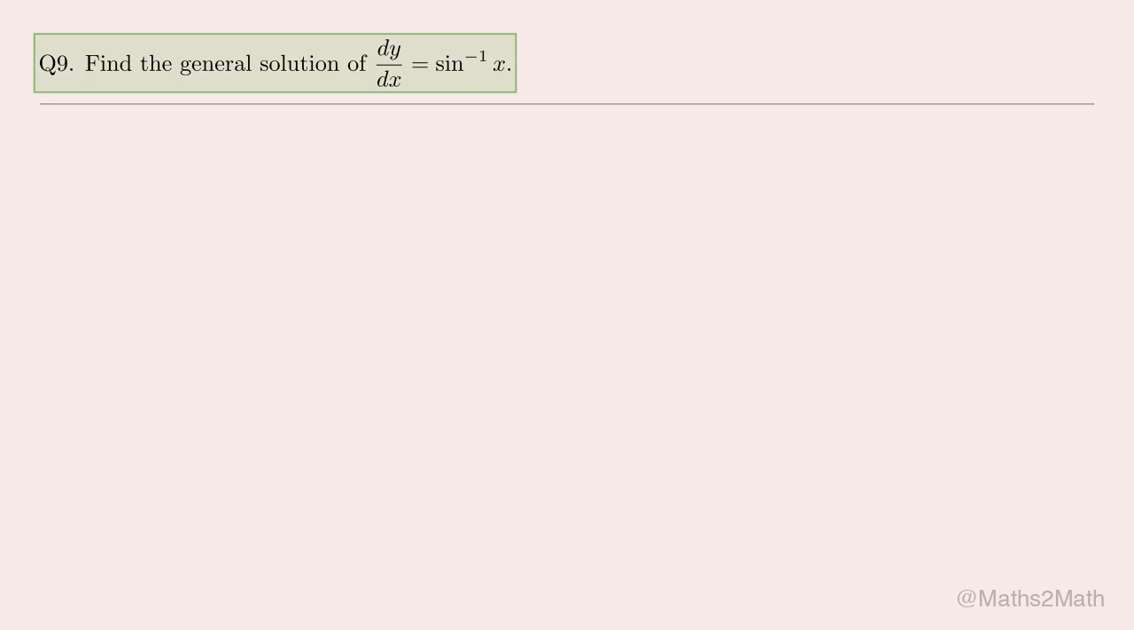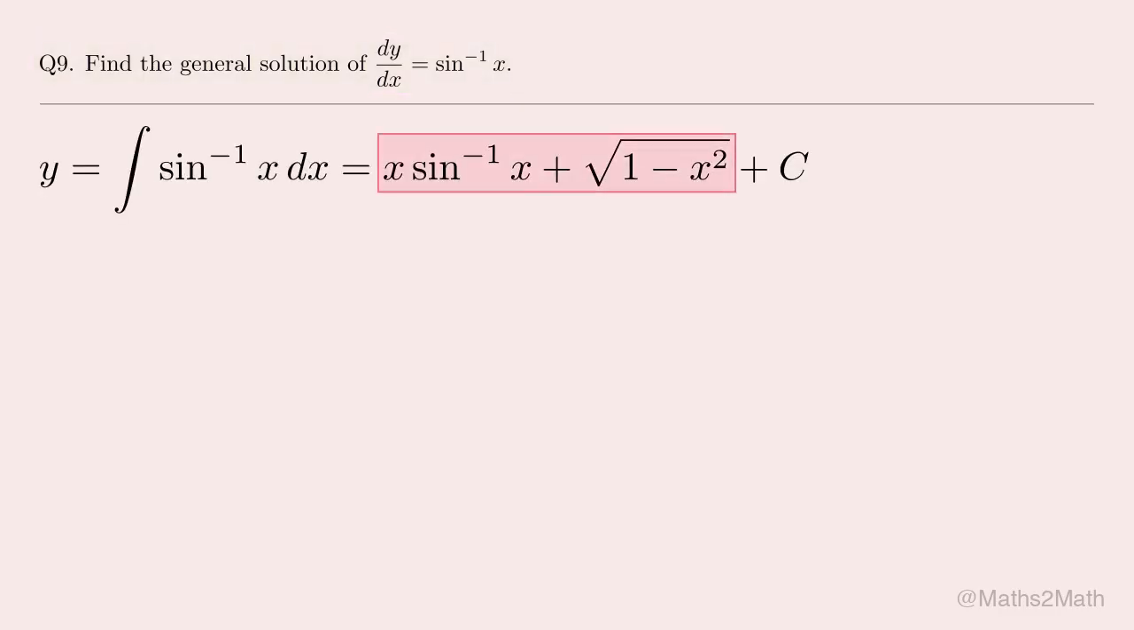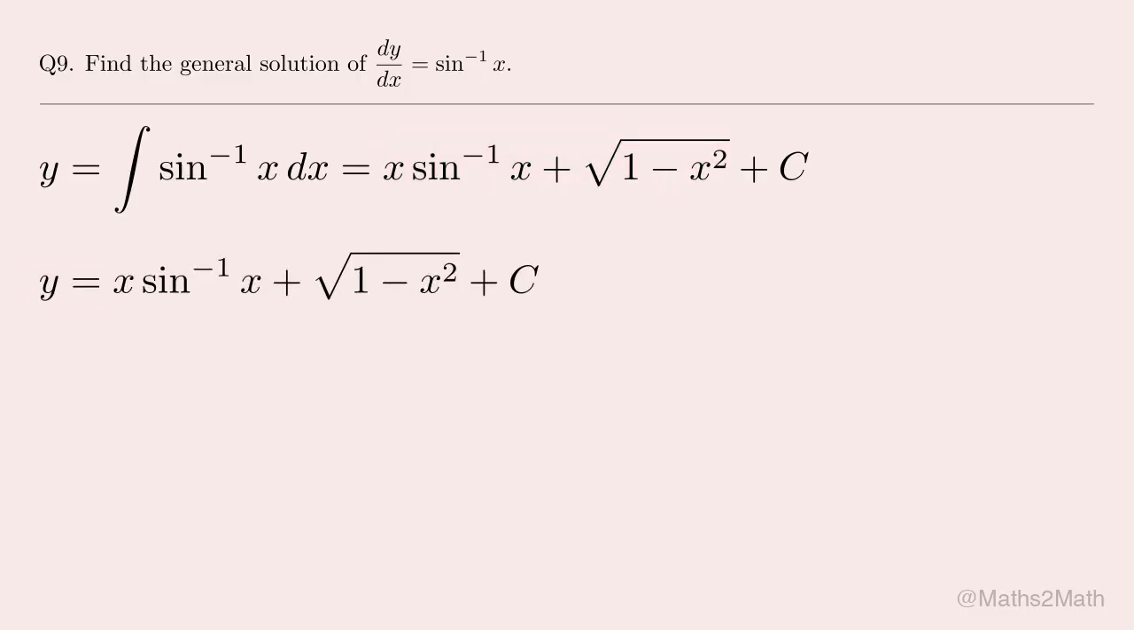Question 9. Just integrate the inverse sine by parts. The known antiderivative from Chapter 7. Integrate inverse sine by parts with 1. That is the general solution.